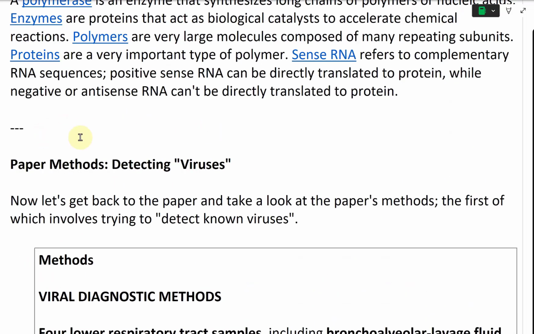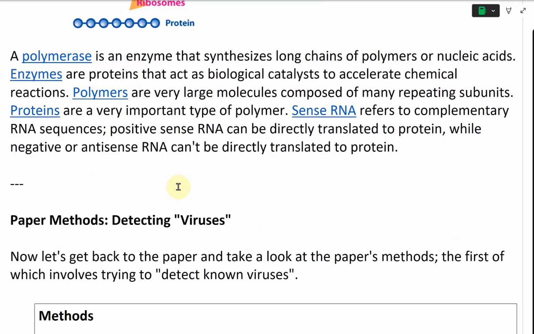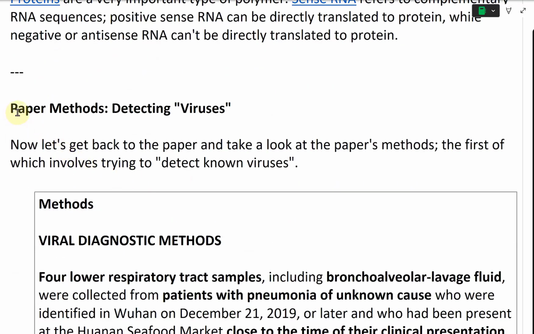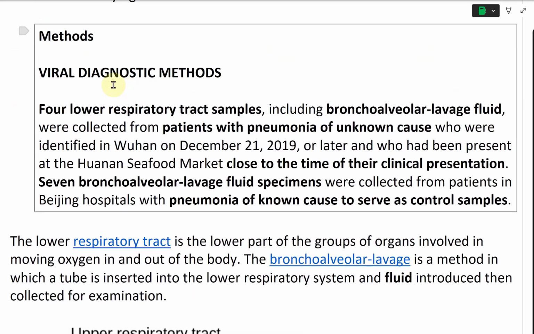All right, now that we have gone over this quick overview, let's get back to the paper and look at the paper's methods. The first part is on detecting, quote, viruses. The first of which involves trying to, quote, detect known viruses. So, methods, viral diagnostic methods.